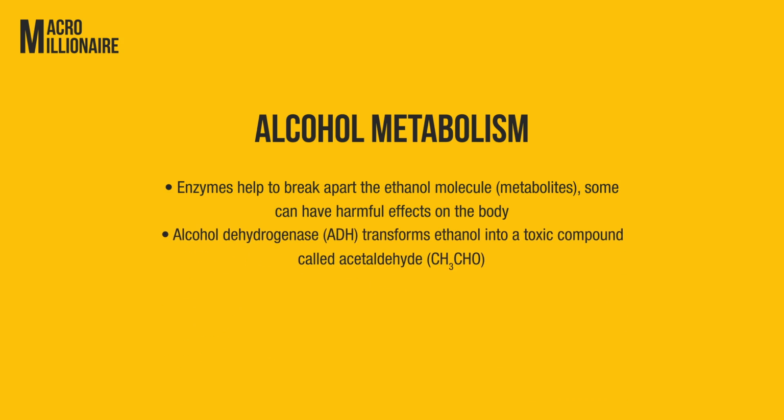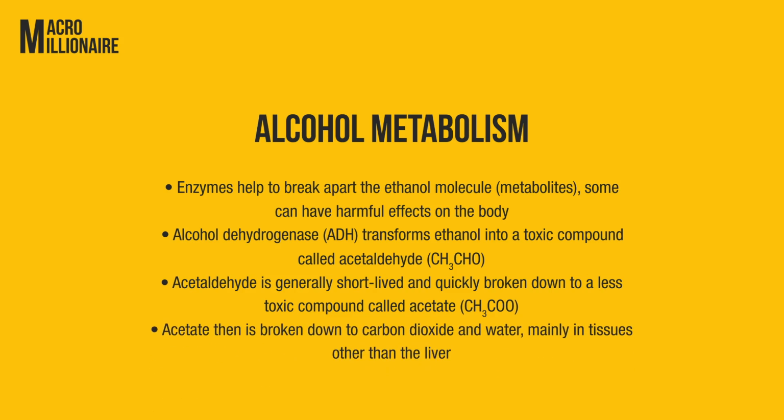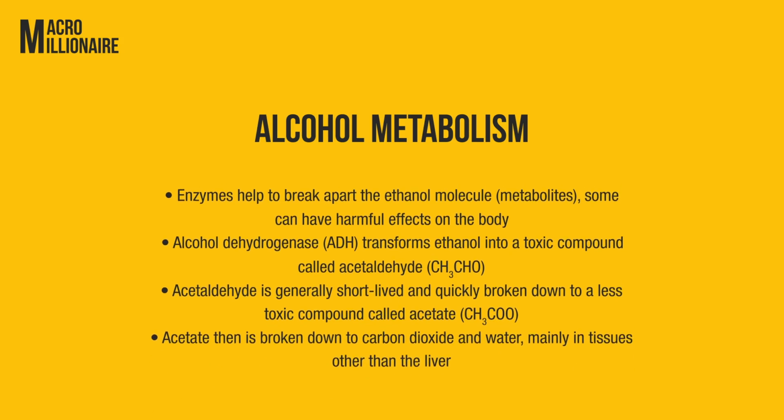So most of the ethanol in the body is broken down in the liver by an enzyme called alcohol dehydrogenase. This transforms ethanol into a toxic compound called acetaldehyde. This is known as a carcinogen. Now, acetaldehyde is generally short-lived and is quickly broken down to a less toxic compound called acetate. So we don't necessarily have to worry about acute alcohol poisoning, so to speak, because our body does have mechanisms in place to deal with the acetaldehyde. However, it is something to be aware of. Acetate is then broken down to carbon dioxide and water, mainly in tissues other than the liver.